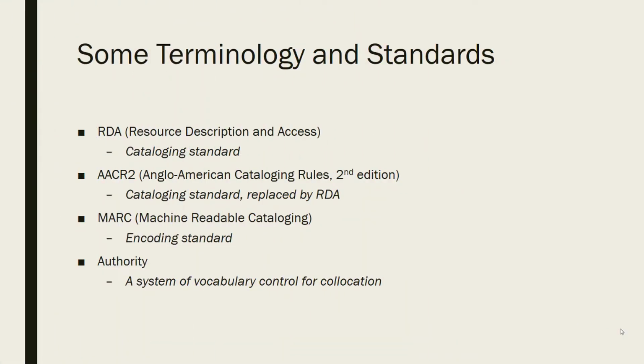So I want to explain some terminology here for you guys, just so we're all on the same page. I've talked about RDA. This stands for Resource Description and Access, and this is a cataloging standard. It gives rules for what goes into a cataloging record, where you find that information, so things like you need to include the title, and it comes off the title page.